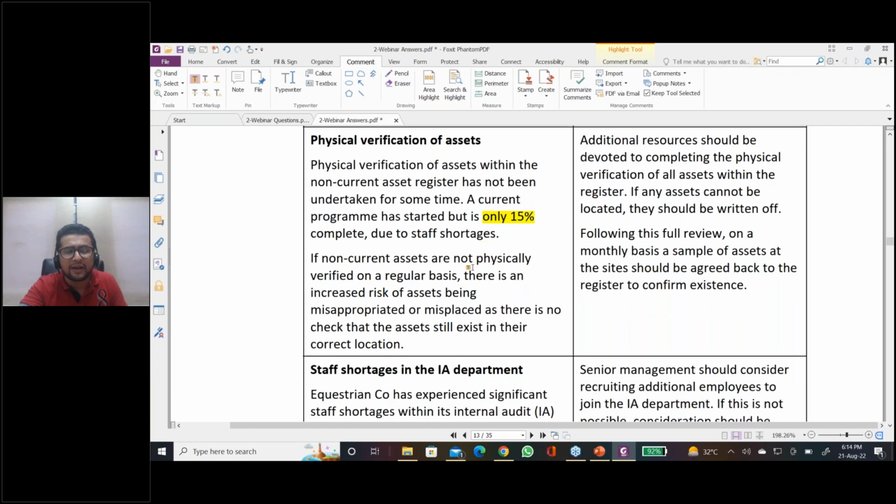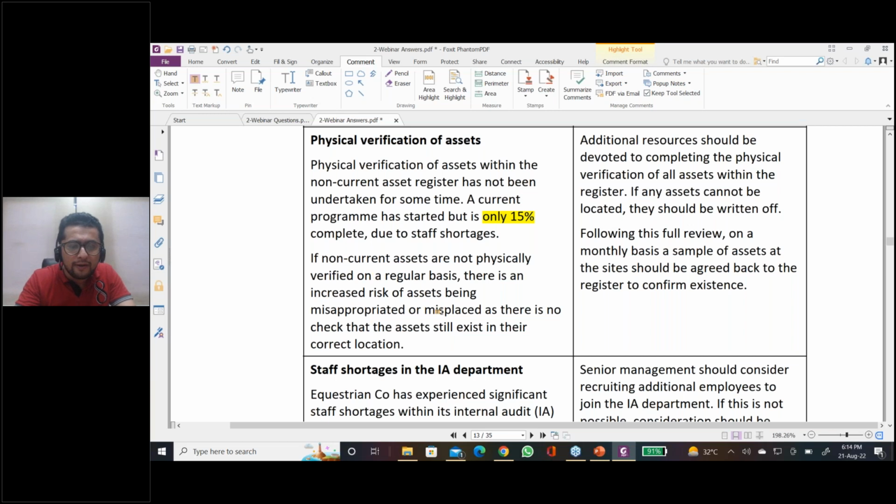How you have to explain it? If non-current assets are not physically verified on a regular basis, there is an increased risk of assets being misappropriated or misplaced, as there is no check and balance. If non-current assets are not physically reconciled with the non-current asset register, this increases the risk of assets being stolen, misplaced or misappropriated, because there is no check and balance. This is going to give you another half mark, and you are done with the 1 mark.